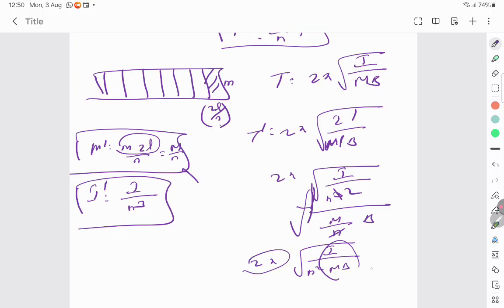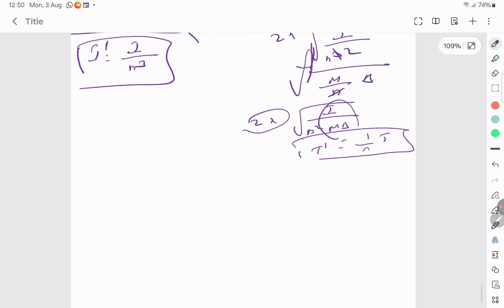The original time period is this. So you take it out. 1 by N times the time period initially is the T dash. So this is the formula. Okay, that's what is given in your book.